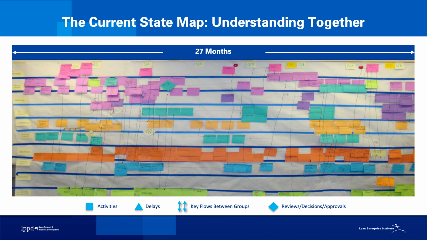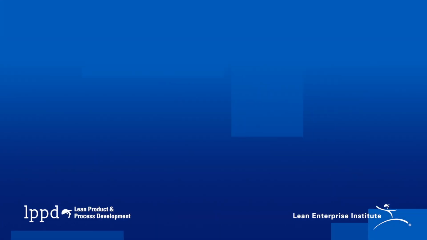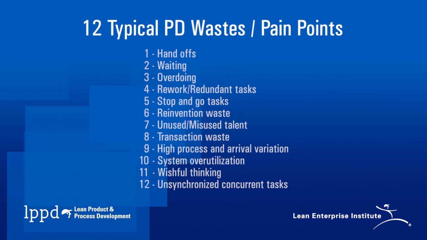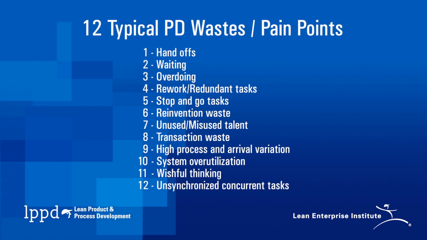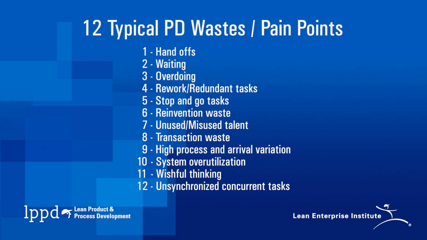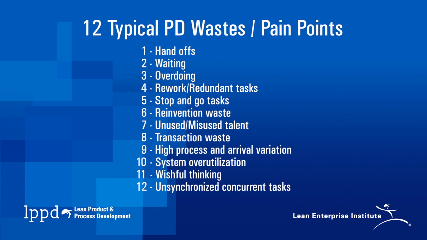When you put together a current state map, another thing that happens is you start seeing the pain points. Here are some pain points, or wastes if you will, typically found when mapping the current state that stop teams from creating value. As we map, we also start understanding really where those pain points are hiding and how big they are, and most importantly, how they impact not just one person, but the overall team.